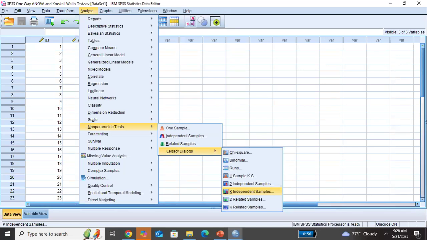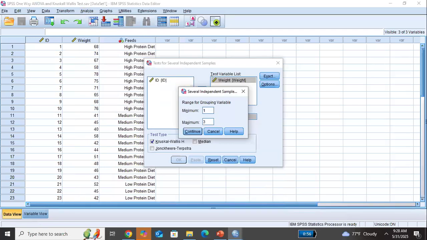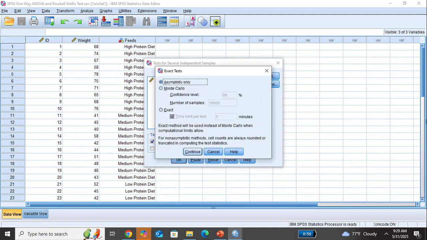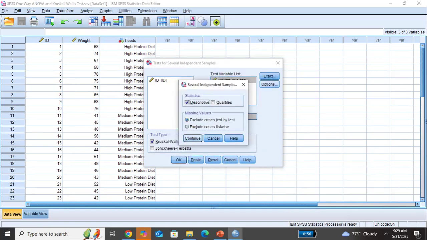So again, go towards Non-parametric, Legacy Dialogs, K Independent Samples, which means Kruskal-Wallis independent samples. In the grouping variable, you have to write 1 to 3. Why? Because we have assigned high protein diet as 1, medium protein diet as 2, and low protein diet as 3, if you can see the variable view. So write these values, go towards Asymptotic, click Continue, and click Descriptive.